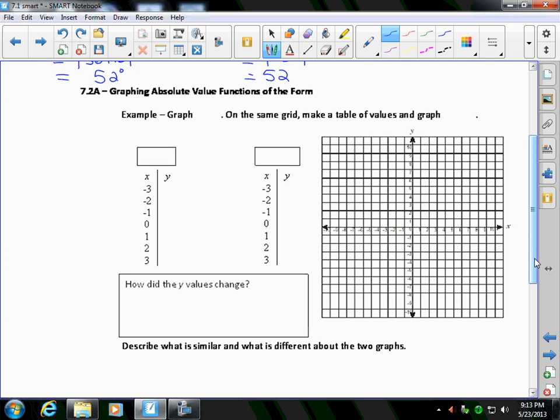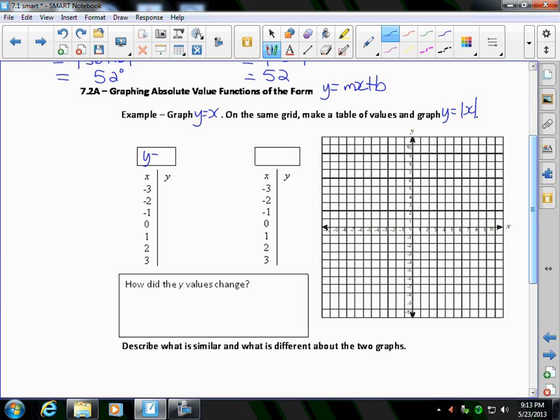So graphing. Now we know what the graph of a line looks like, or a linear equation. We're going to see what happens when we do an absolute value of a graph. So it says graphing absolute value functions of the form, this should say y is equal to mx plus b. So we're going to look at the example. If we graph y is equal to x, and then on the same grid, we're going to make a table of values and graph y is equal to the absolute value of x.